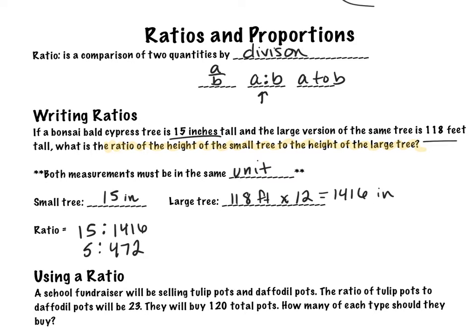Basically what that means is that for every 5 inches on the small tree, the corresponding length on the actual tree would be 472 inches tall. Okay? Questions on that?